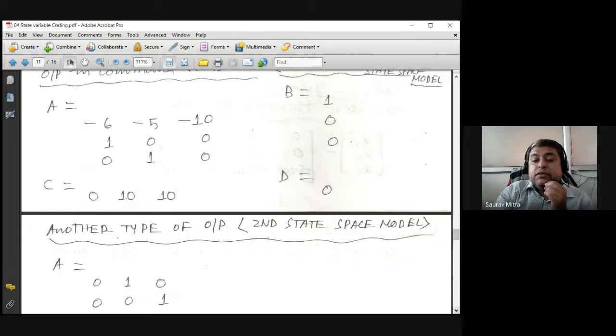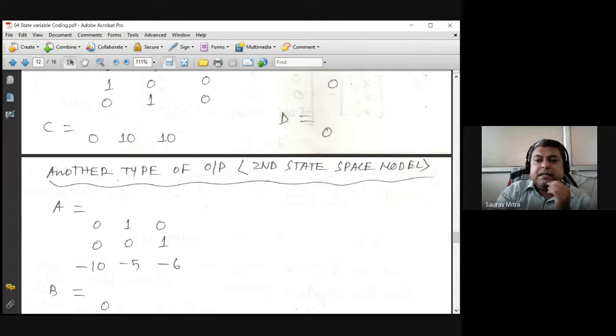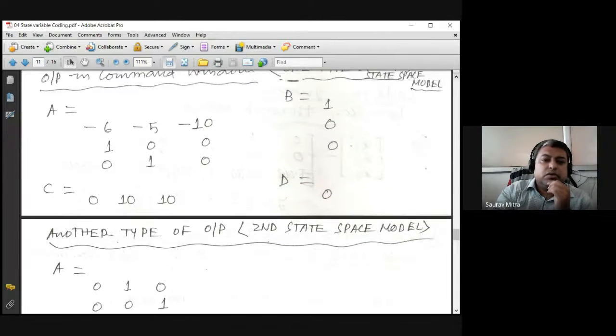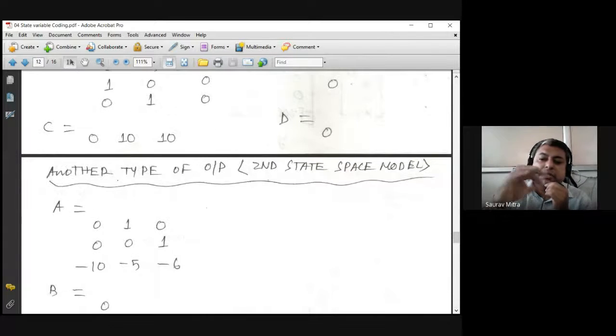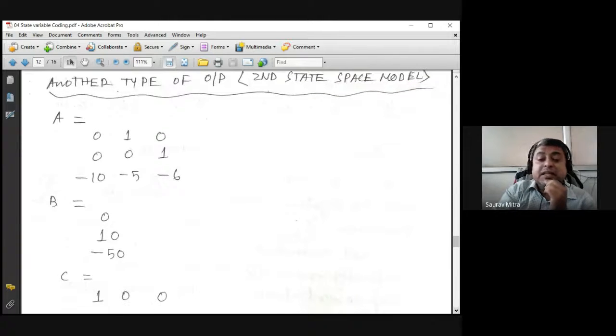For finding the similarity transform, first you find the eigenvalues and eigenvectors, and from there it is a very simple process. It is not in your syllabus, I am telling you just from a mathematical point of view. Another type of output: in this case we have changed the rows. Here we have -6 -5 -10, then 1 0 0, 0 1 0. Or another representation can be obtained by exchanging the rows: 0 1 0, 0 0 1 and -10 -5 -6. All these things are possible. That is why they say there are different types of state variable representation and it is never unique.